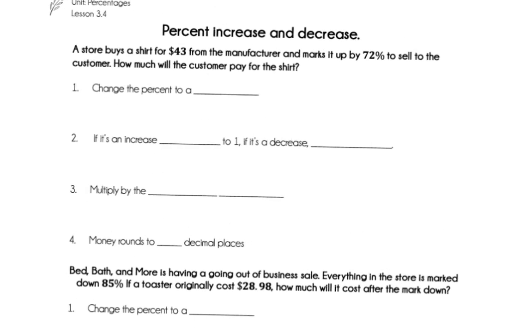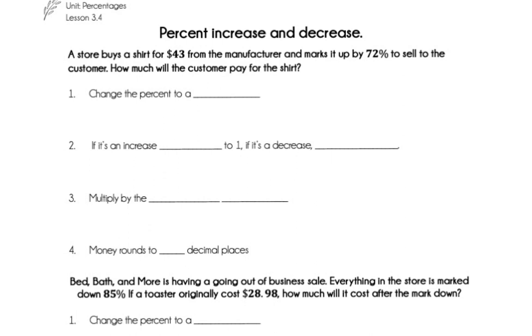All right, so here I've broken it down into steps. It says a store buys a shirt for $43 from the manufacturer and marks it up by 72% to sell to the customer. How much will the customer pay for the shirt? So first things first, we're going to change the percent to a decimal by dividing by 100. If you want to put in parentheses, divide by 100, go for it. So we're going to take 72 divided by 100 is 0.72. You can use a calculator.